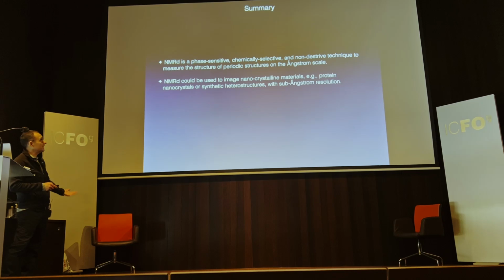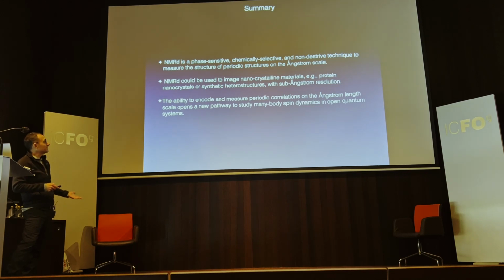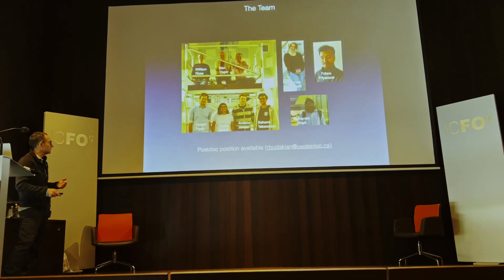NMR could be used to image nanocrystalline materials like protein nanocrystals or synthetic heterostructures with sub-angstrom resolution. And this ability to encode and measure periodic correlations on the angstrom length scale opens new pathways to study many-body spin dynamics in quantum systems.